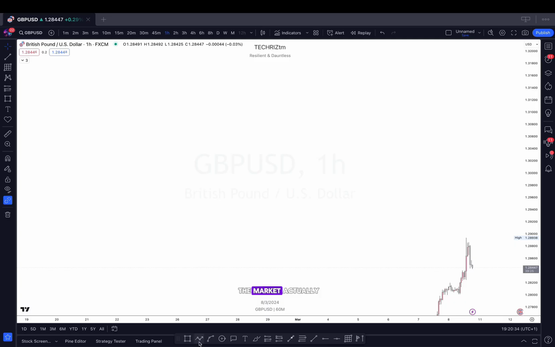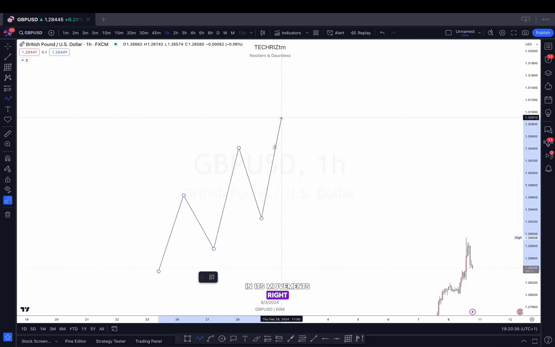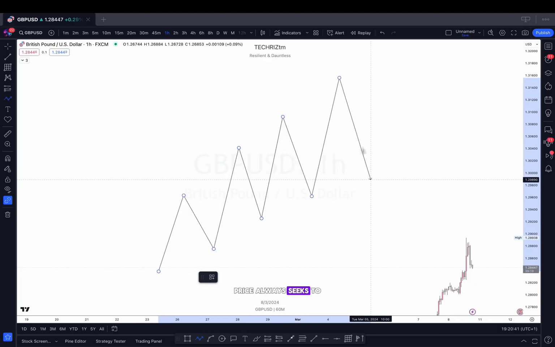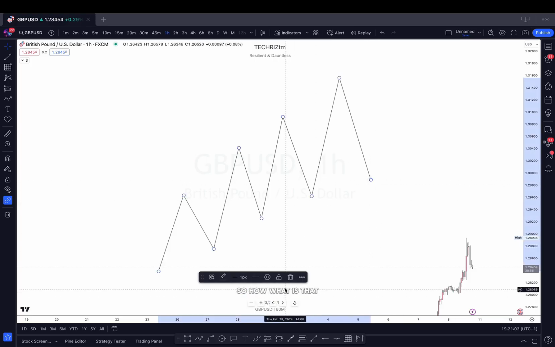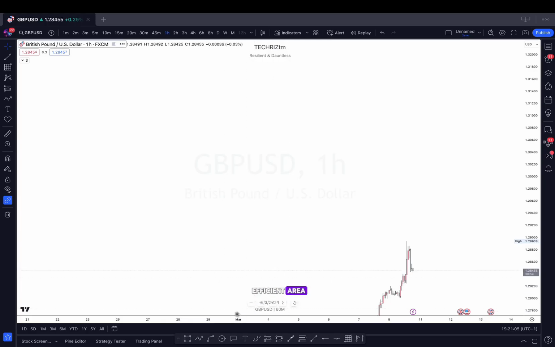So we know that the market actually creates highs and lows in its movements, right? Price always seeks to do what? There are two things you should note. Price always seeks to trade from an efficient area, and price seeks to rebalance an inefficient area. So price does what? Price always seeks to trade from an efficient area, and price seeks to rebalance an inefficient area. So what is an efficient area?